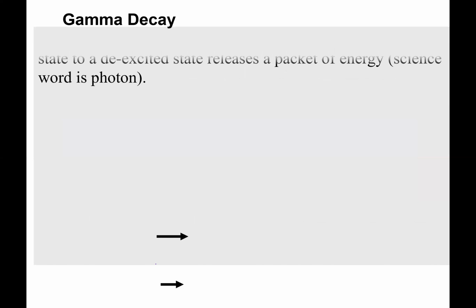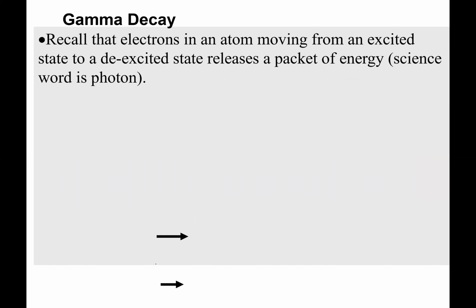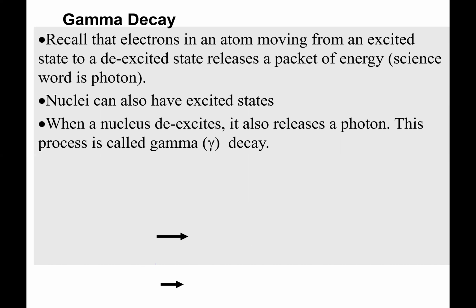Last one, gamma decay. If you recall, if the electrons in an atom are in an excited state, they can move down to a lower energy level, and in doing so, they release a packet of energy, which we call a photon or light. Nuclei can also have excited states, and when a nucleus de-excites, it also releases a photon, and this process is called gamma decay. So there's the general form there, and this one's very straightforward.